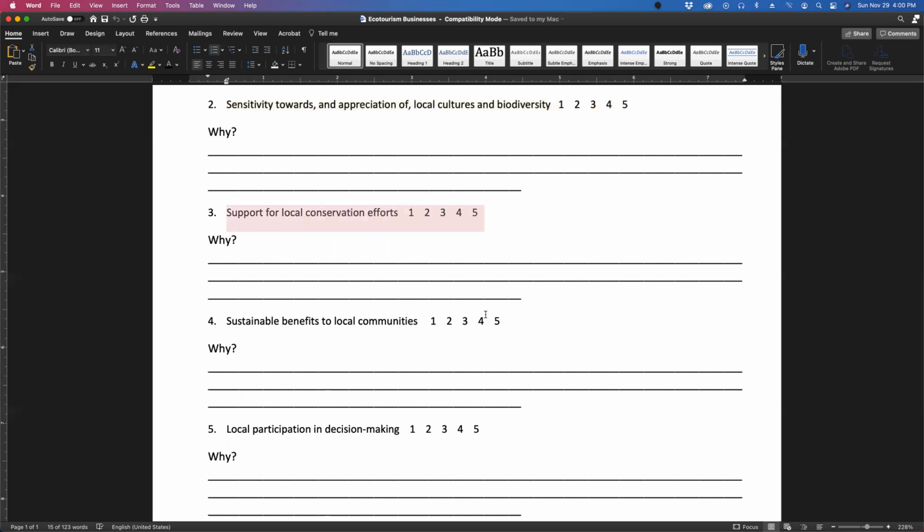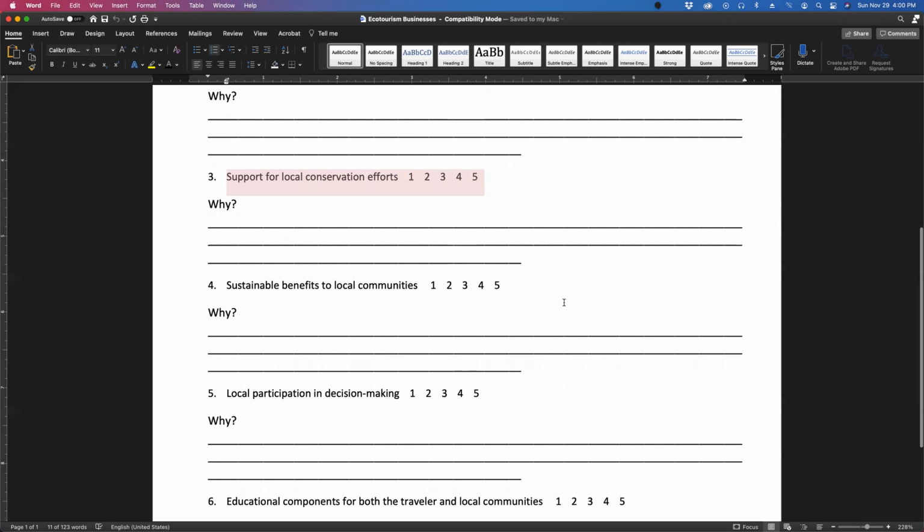Support for local conservation efforts. So now you have to say, are they looking at things from the environment and biodiversity side? Are they looking at it from the socio-cultural lens? What they are teaching their visitors to do, or leading their visitors to do, is better. But now we're looking at whether they are involved in the community. Beyond tourism, beyond money, are they a part of the local conservation efforts? It's not ecotourism if they're not.